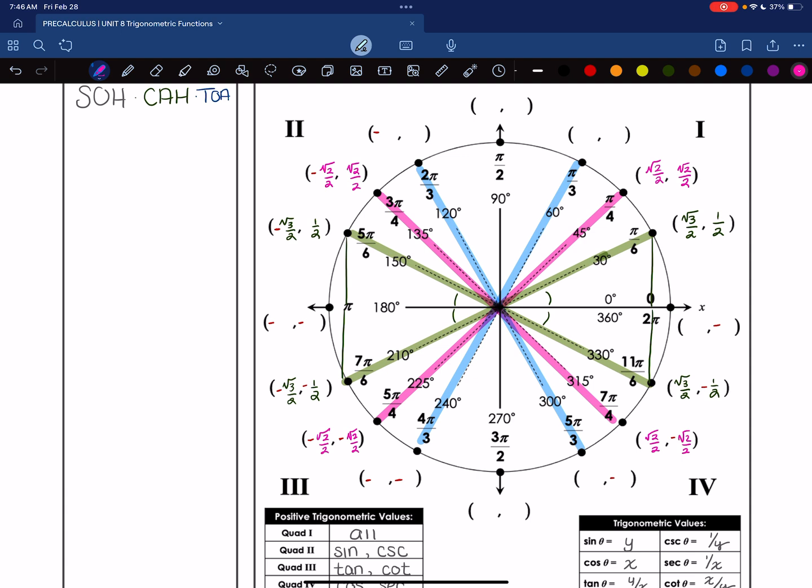In quadrant 3, the cosine and sine, both of them are negative because x and y are always negative here. And then in this quadrant, it's only the y value or the sine value that's negative. All right, we're just about done here.